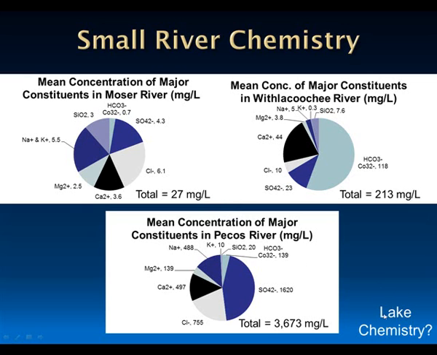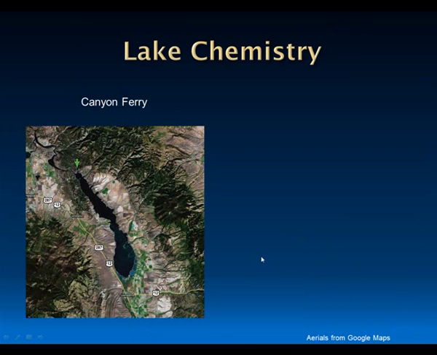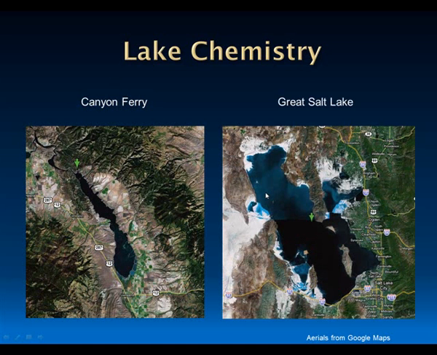So what do you guys think lake chemistry looks like compared to these rivers? Well, for one example, Canyon Ferry, I would say it depends on the type of the lake. So Canyon Ferry is actually a reservoir on the Missouri, and so it's a long and narrow lake. It's relatively well mixed in comparison to, say, the Great Salt Lake. So the chemistry in Canyon Ferry is relatively similar to the inflow and outflow, whereas the Great Salt Lake is an internally drained basin. It's from what was classically Lake Bonneville, which is in the Great Basin, which drains a lot of Utah and Nevada.